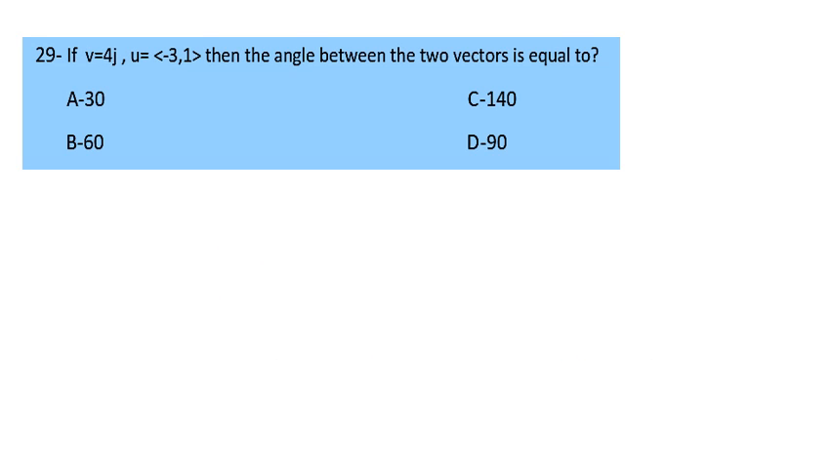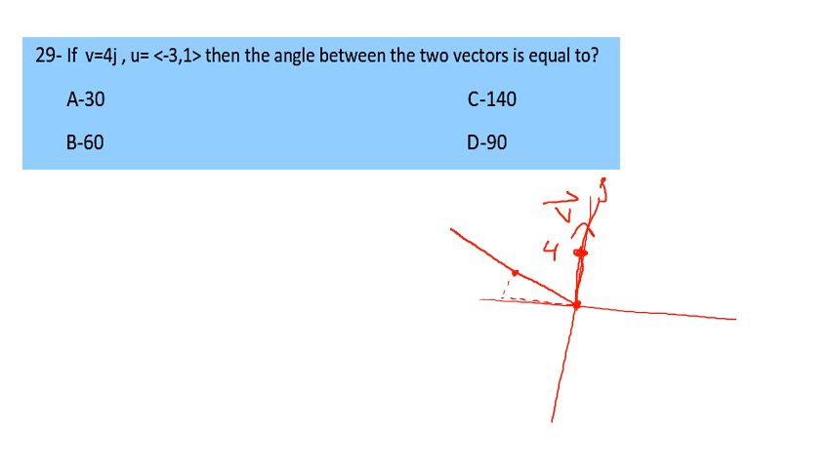If V is equal to 4J, for J it means that you are moving 4 in the direction of J. So (0, 4). And the vector U is (-3, 1). Here is the direction of the vector U, (-3, 1). Here is a right angle.